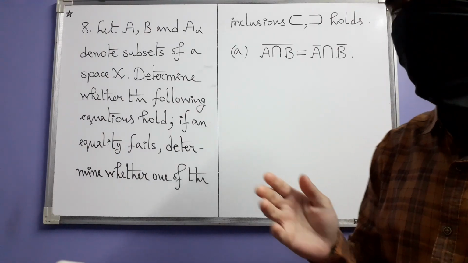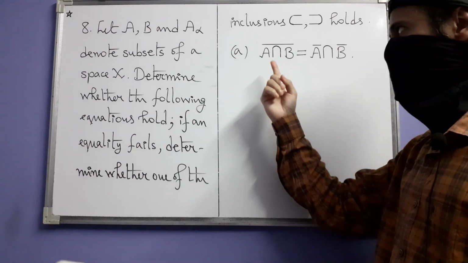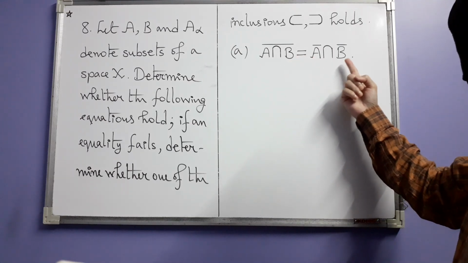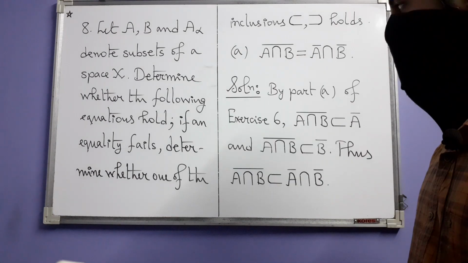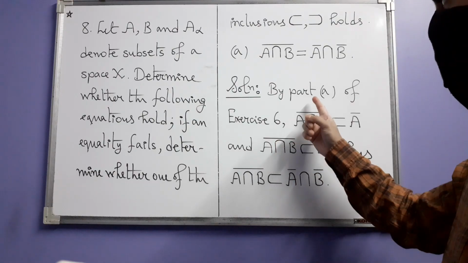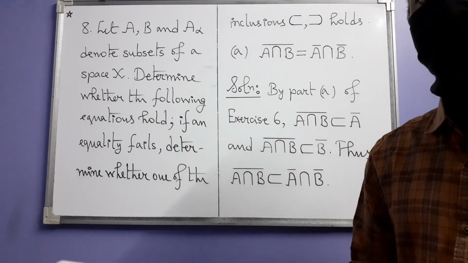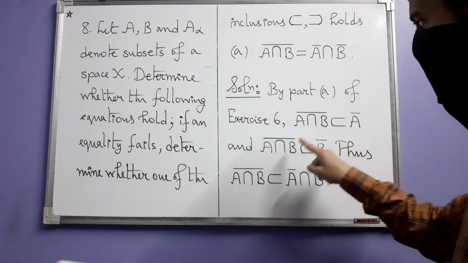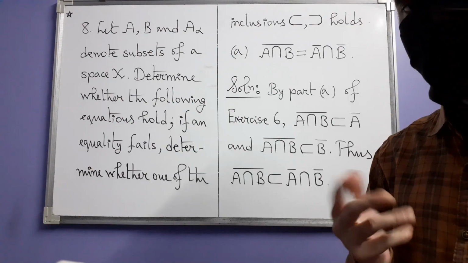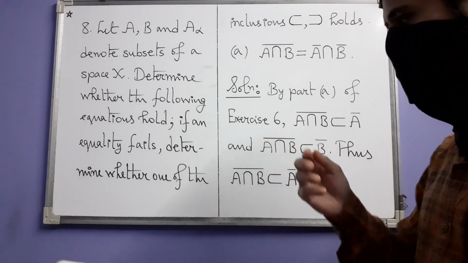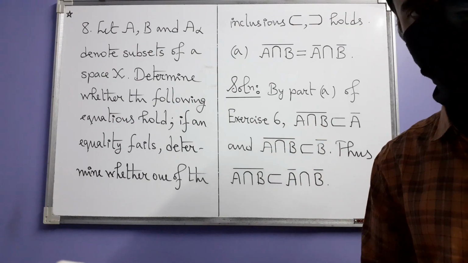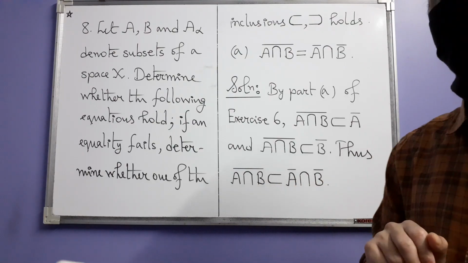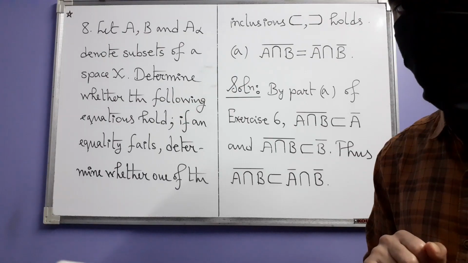There are three parts. This is part A, which states that the closure of A intersection B equals A closure intersection B closure. The solution starts like this. By part A of exercise 6, the closure of A intersection B is contained in the closure of A and also in the closure of B. You know how? Because A intersection B is contained in both A and B. So that is why this closure is contained in the intersection of the closures of A and B.